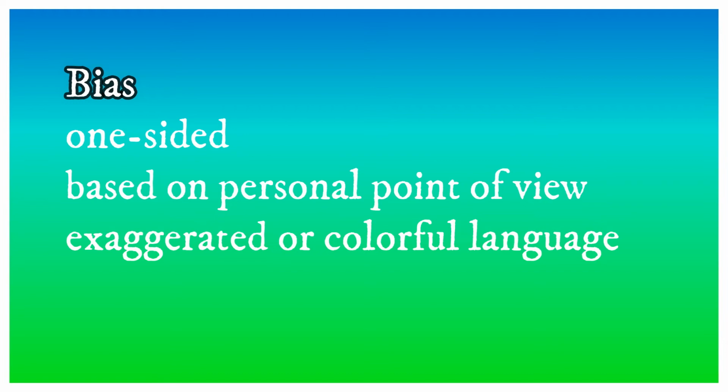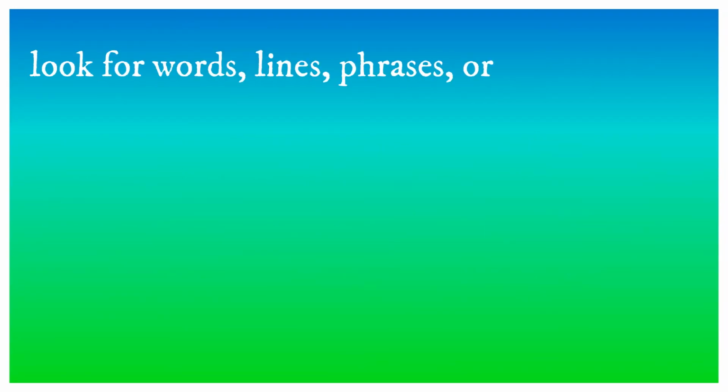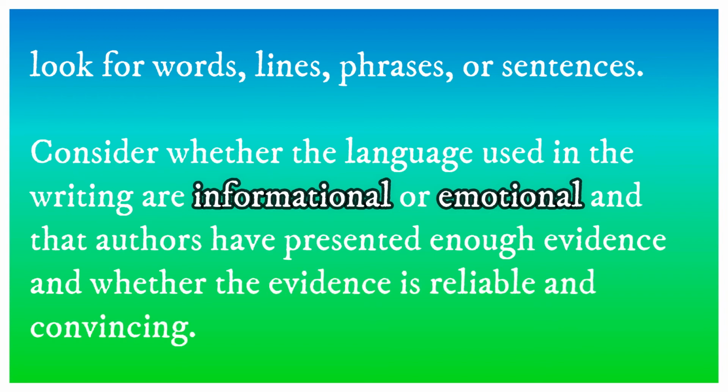Another way of reading for bias is to look for exaggerated or colorful language. To do this, look for words, lines, phrases, or sentences. Consider whether the language used in the writing is informational or emotional, whether authors have presented enough evidence, and whether the evidence is reliable and convincing.